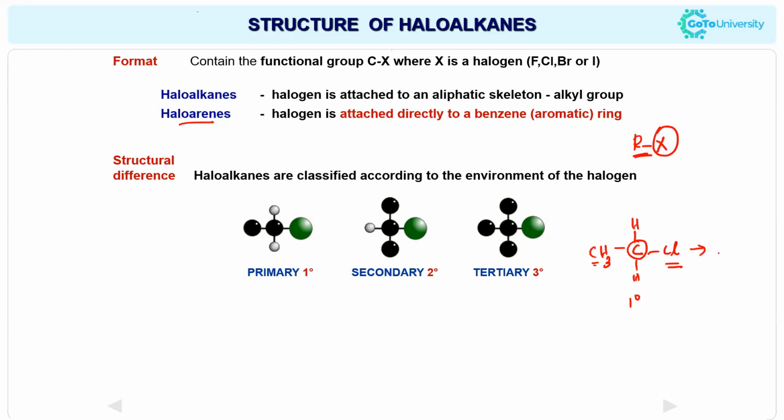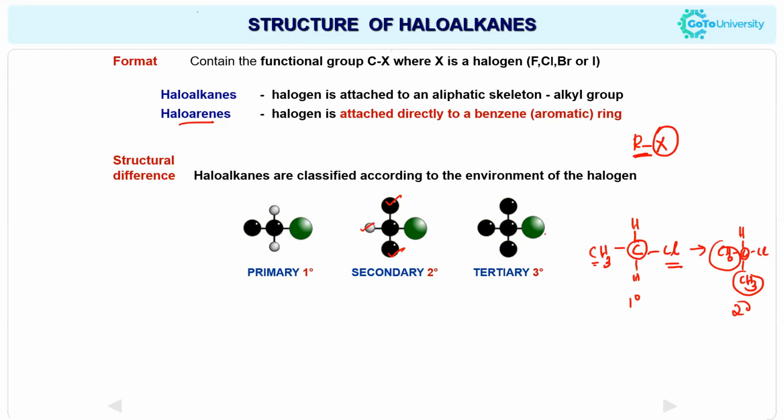Now we have a secondary haloalkane. It means one more hydrogen is replaced by an alkyl group, so it will be CH3-CHCl-CH3. Here we can see two alkyl groups. The halogen-containing carbon is this one, connected to two carbon atoms, so it is secondary. Here the black one represents the alkyl group and the white one represents the hydrogen.